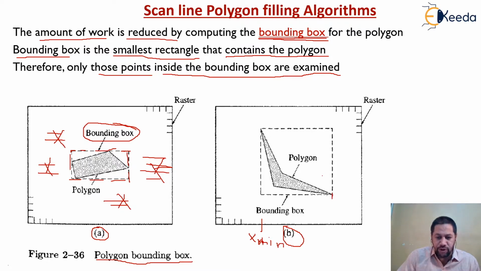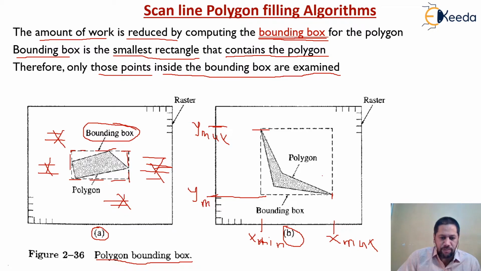Similarly, I consider this particular point here, where x has the maximum value. So x is maximum here, I call it x max. x is maximum, x is minimum. Similarly, this is the point where the y value is minimum, and here is the y value of the bounding box which is maximum. This is y max, and this is the point where y is minimum.